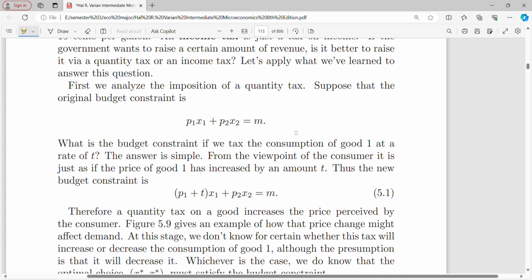So first we will start with the budget constraint, the equation. This is the equation, right? And first we are imposing the quantity tax. Quantity tax will be like P1 plus T, right? Quantity tax is imposed on units of the good. So it will be like P1 plus T. Got it?